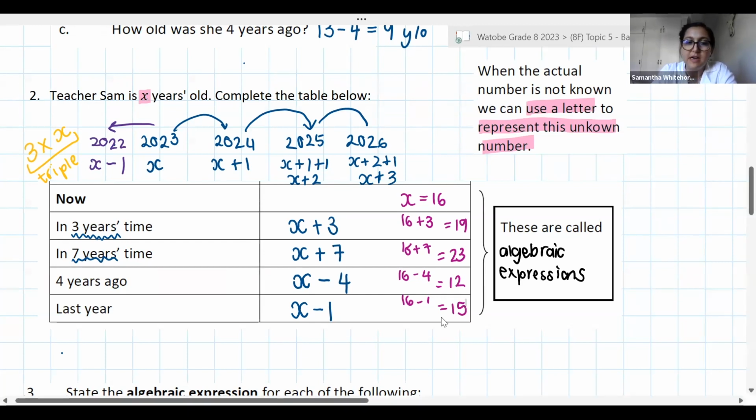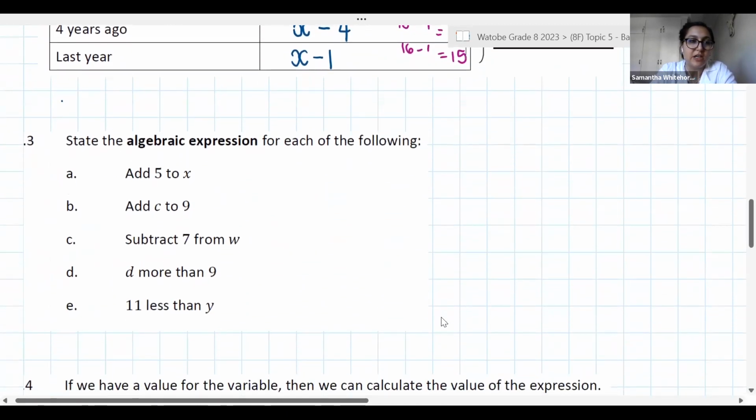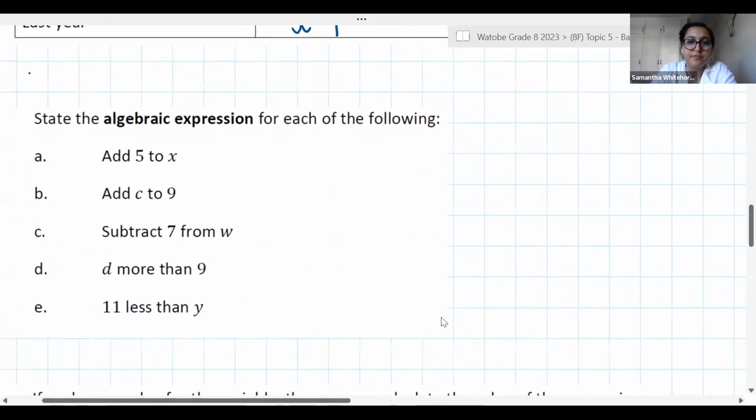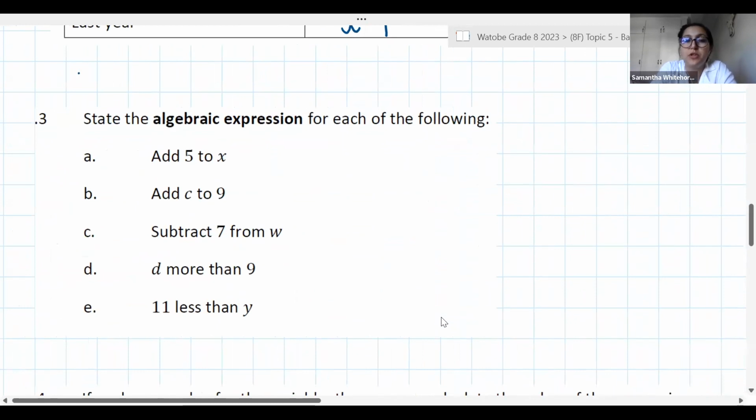Well done. Right, so let's have a look at question 3 here. So again, what we want to do is we want to write down or state an algebraic expression for each of these following situations.